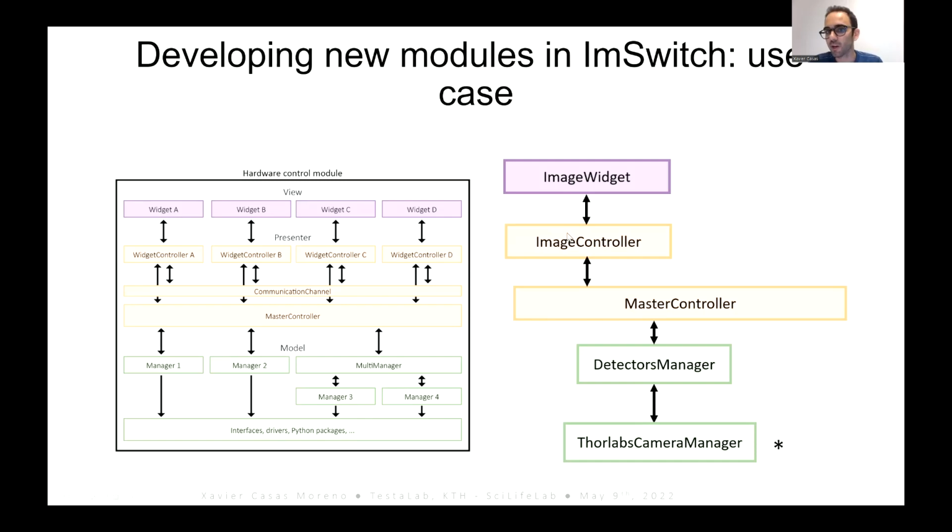But the second part of the workshop will be to create a widget for calculating the Fourier transform, which is a type of transformation of an image. And we are going to do the widget and also the controller.